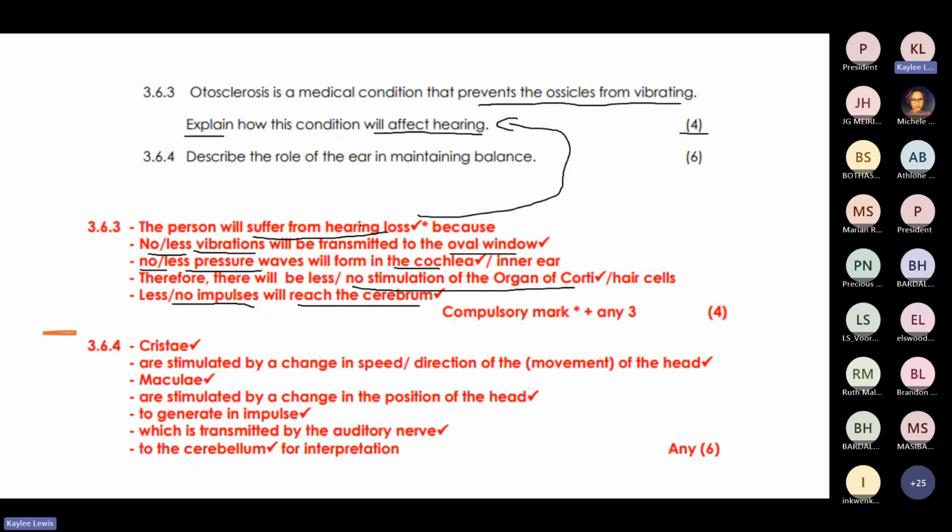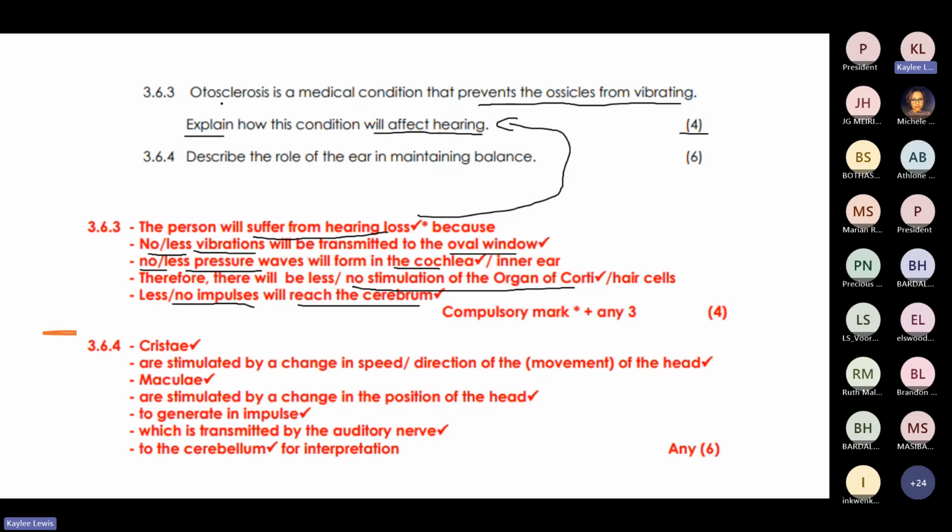So the vibrations won't go to the oval window. Therefore, no pressure waves will form in the cochlea. Therefore, the hair cells on the organ of Corti won't be stimulated, no impulse generated, and no impulse will go along the auditory nerve to the cerebrum. And then they can't hear because no impulse is taken there.